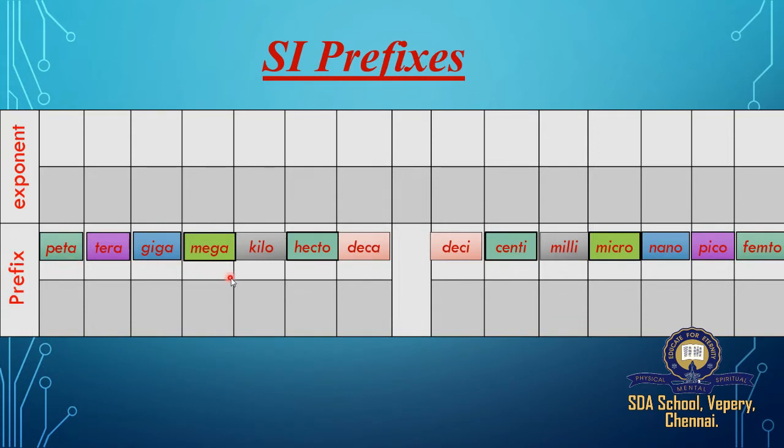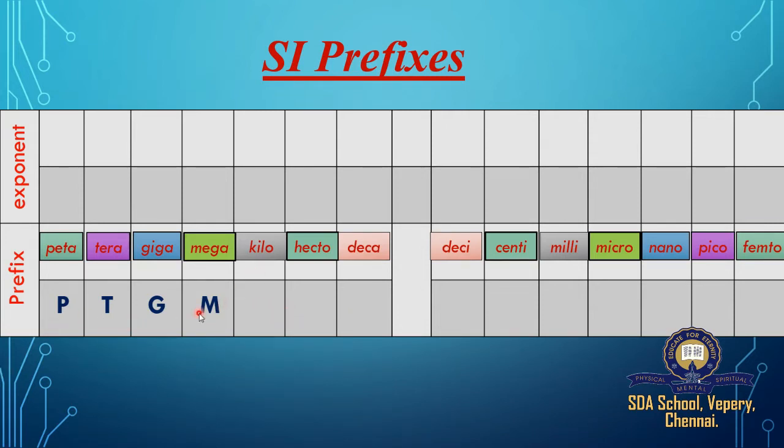And these prefixes have a certain symbol for them. Like for peta, it is denoted as capital P. For tera, it is denoted as capital T. For giga, it is denoted as capital G. For mega, it is denoted as capital M. For these four prefixes only, it is denoted in capital letters. And other prefixes are denoted with small letters.